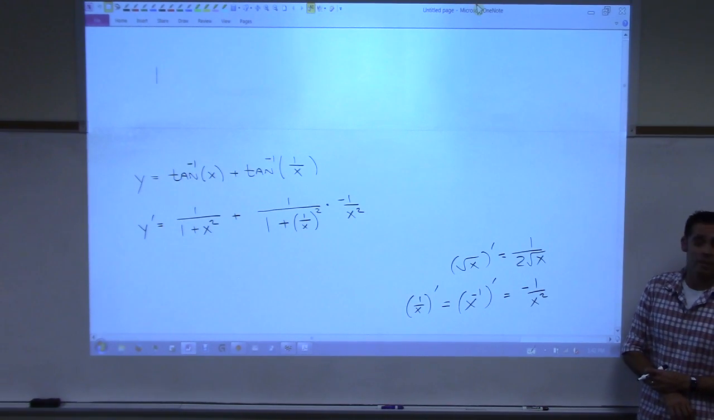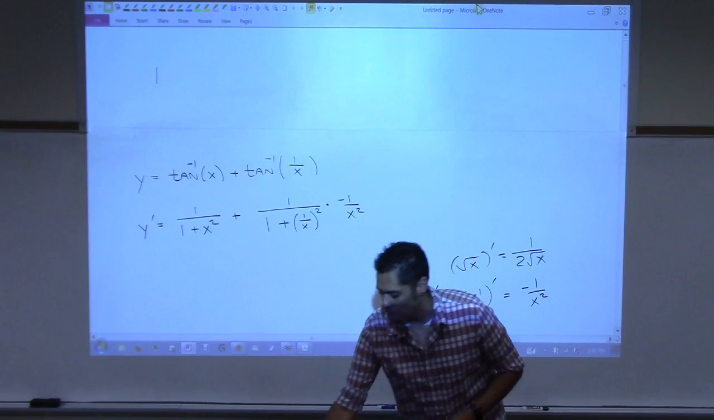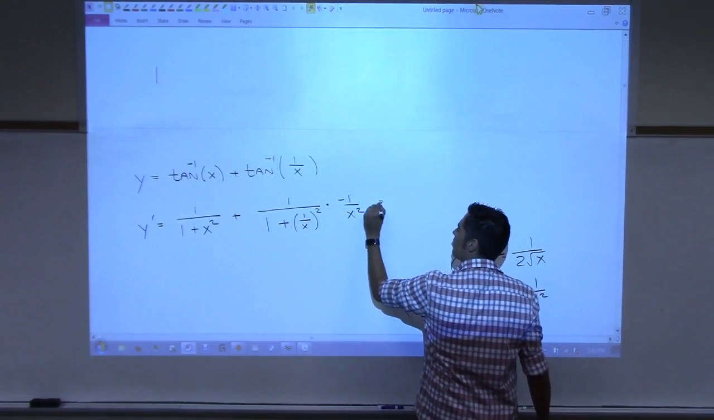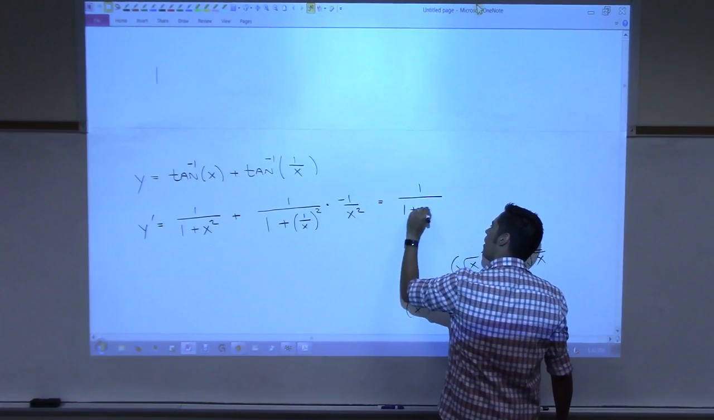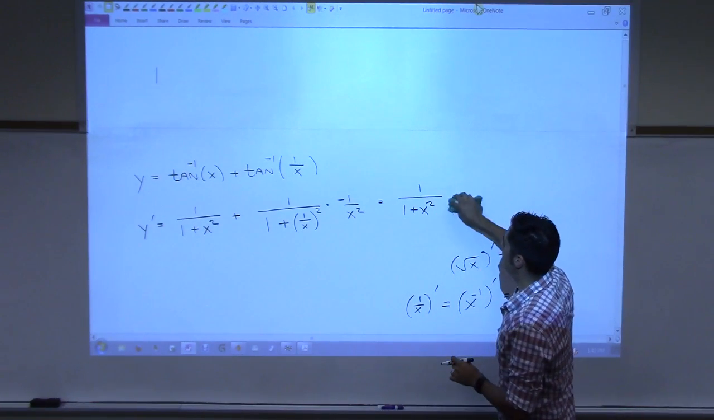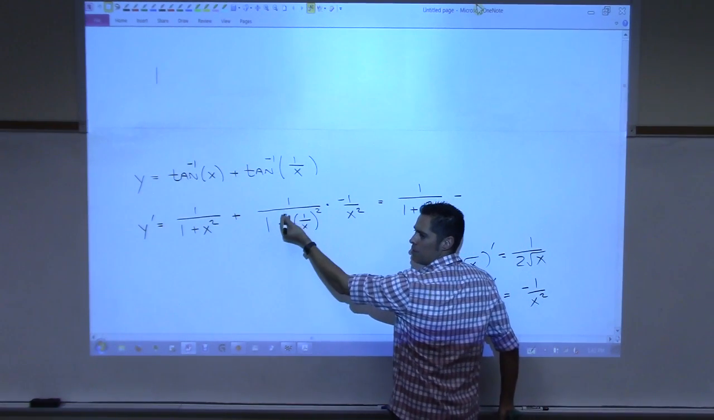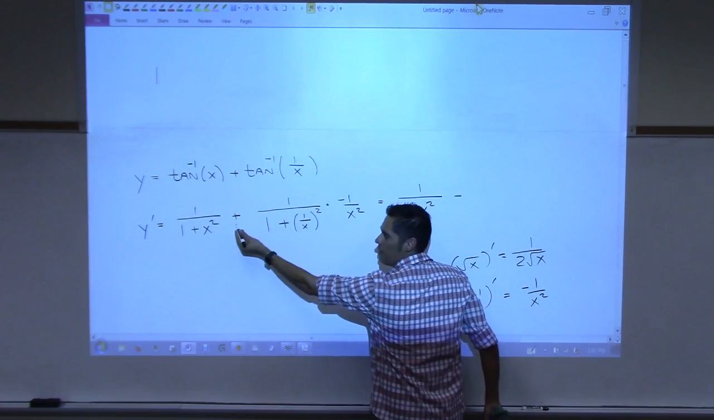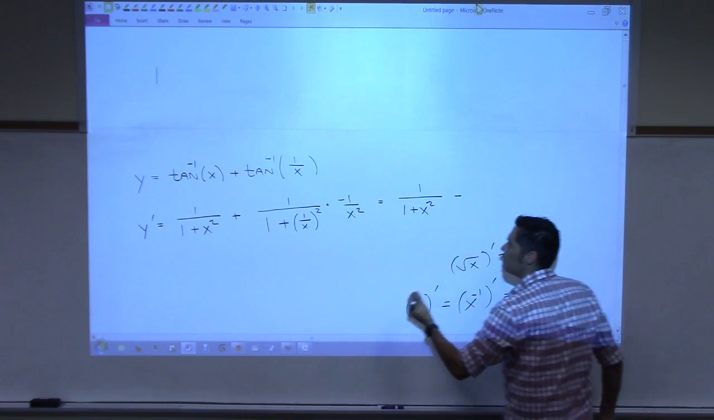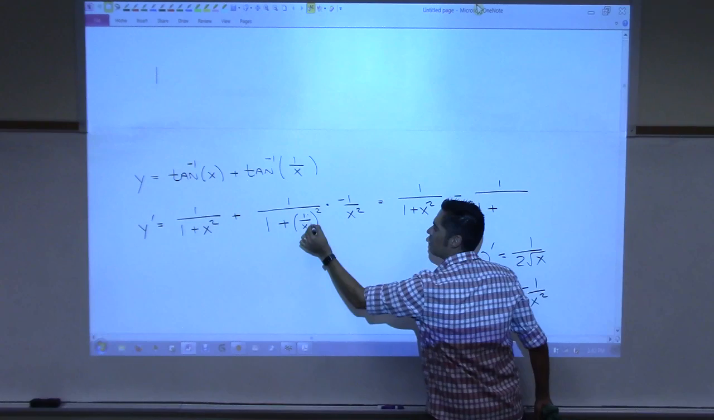Well, I'm going to do some work here. I'm not done. I'm going to try and clean this up. So this is going to be 1 over 1 plus x squared plus, oh no, minus. Why is it minus? Because this negative right here is going to go to this, and then I can put it out here as a minus. That all right with everyone? 1 plus, what is 1/x²?